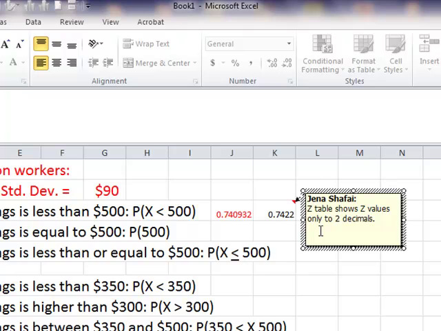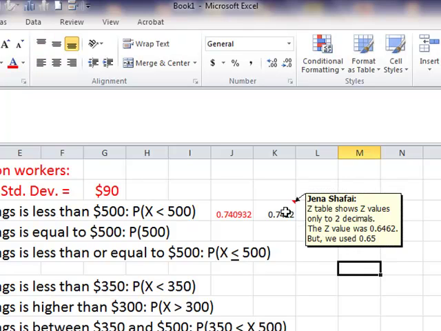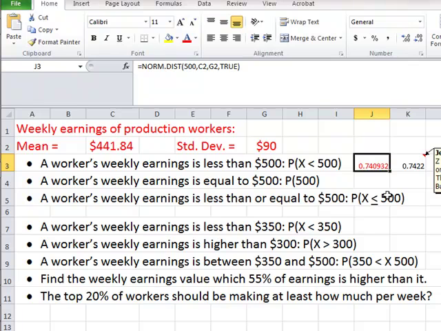If you recall, the z value was 0.6462. But we used 0.65, and for that reason the number that the table reported is slightly different from the number that Excel reports, which is more accurate. But for all practical purposes, we do know that approximately 74% of the earnings will be below $500 per week. Thank you.